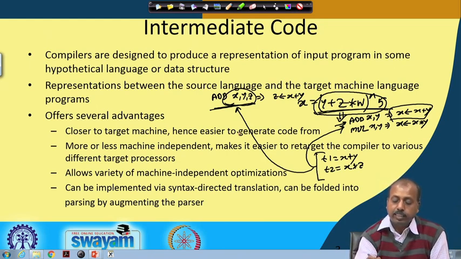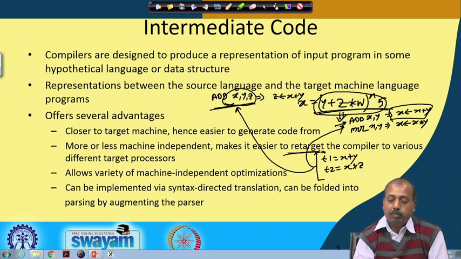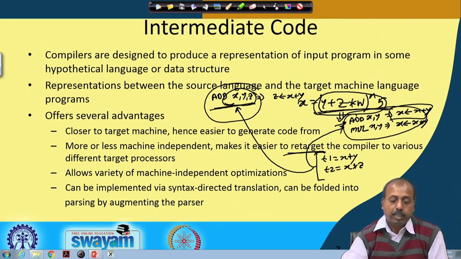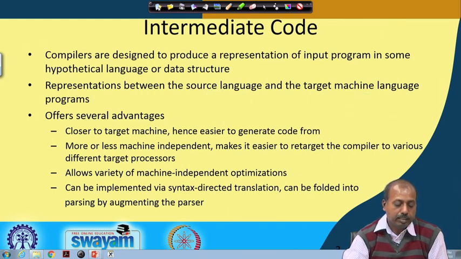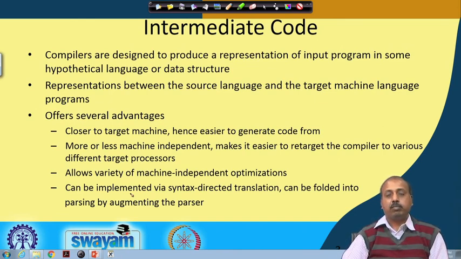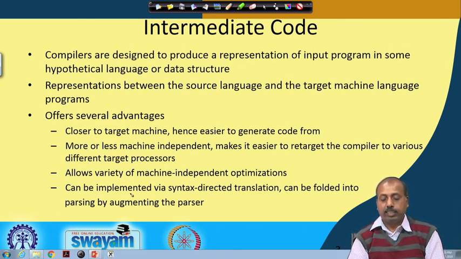So, this is called retargeting the compiler. First the compiler was generating code for this machine, and now it has been retargeted to generate code for this type of machines. So, that way there are many advantages. Then it allows a variety of machine independent optimizations. Machine independent optimizations are like this.